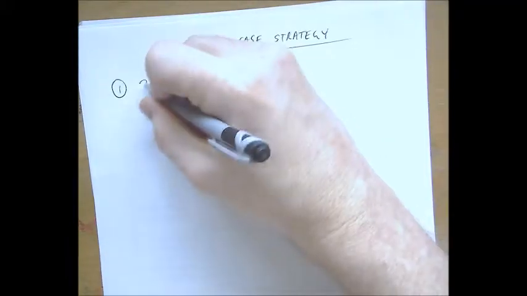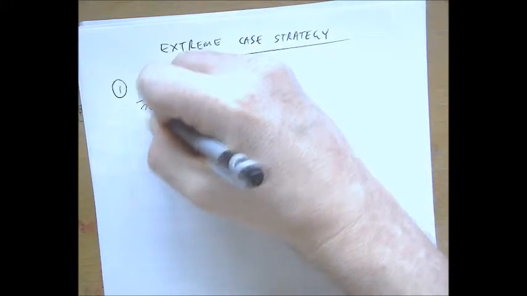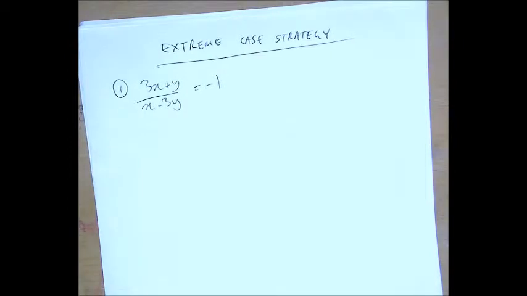Question number 1. We're given that (3x + y) over (x - 3y) equals -1. And we have to find out the value of this.